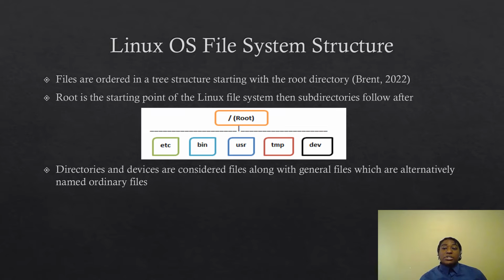The Linux file system structure, like Windows, is structured in a hierarchical manner. Files are ordered in a tree, as you can see from the table provided. Root is the starting point of the Linux file system, then subdirectories follow after. etc, bin, user, temporary, and dev are the subdirectories that follow after root. Linux considers directories, devices, and general files as files. Devices such as the keyboard, mouse, printer, and others are considered a file in Linux. Directories such as root and non-root user are considered files as well.